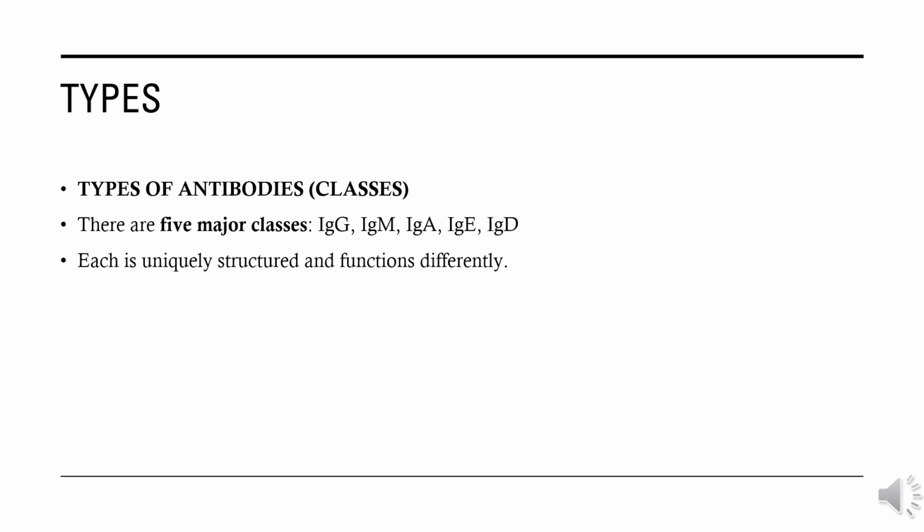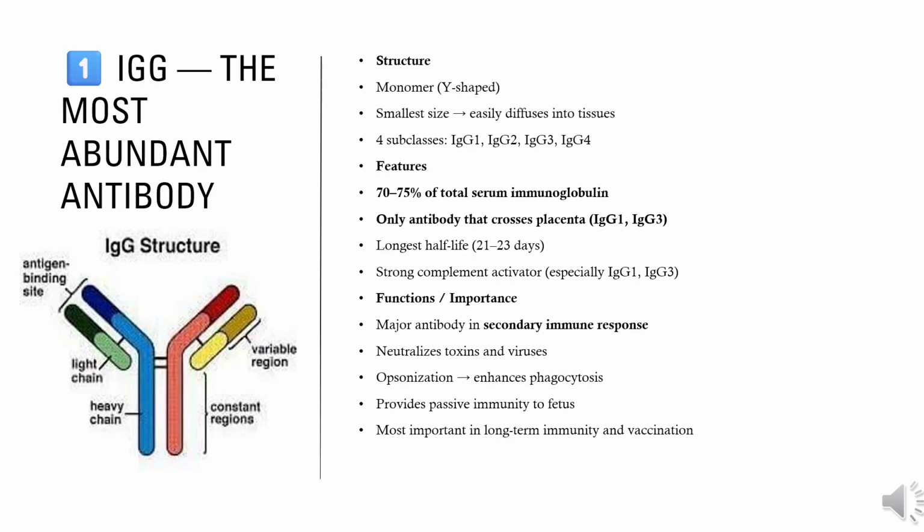Antibodies have been classified into five types known as IgG, M, A, E and D, and they are very different in function and structure. First antibody we will discuss is the IgG. This is the most important antibody. As far as its structure is concerned, this is monomeric and has Y shape. This is the smallest in size, easily diffuses into the tissues, and four subclasses have been identified as IgG1, 2, 3 and 4.